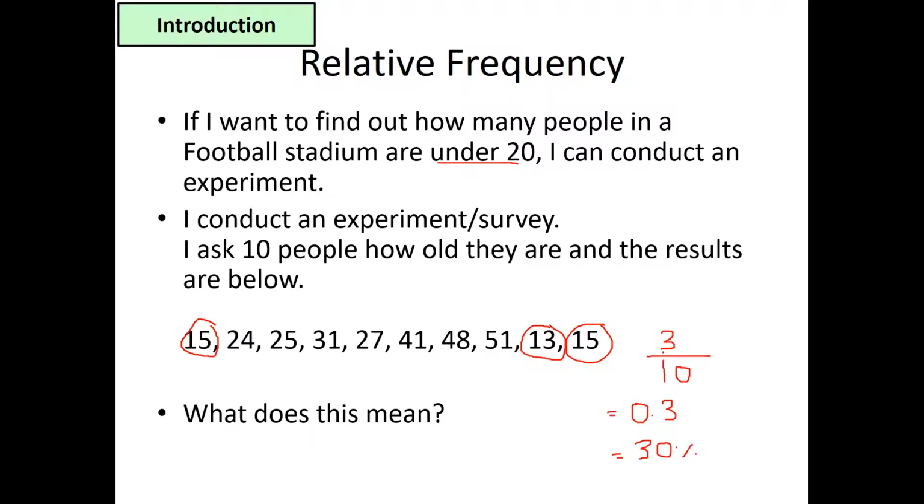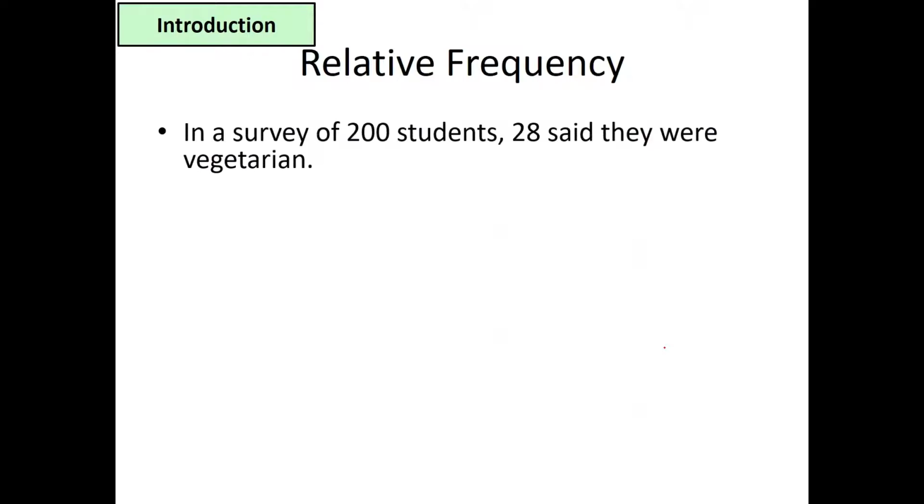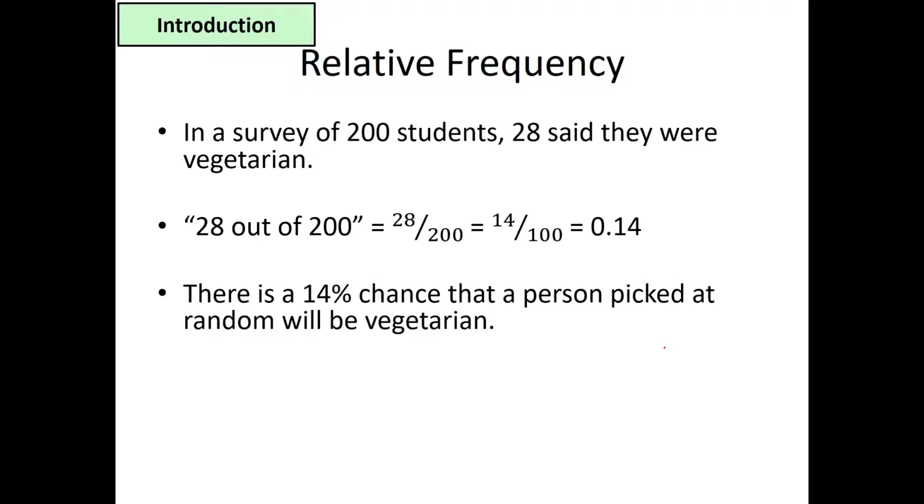Okay, next. Here is another example. This time I surveyed 200 students to find out how many of them were vegetarian. These are the results I got. 28 of them said they're vegetarians. The rest of them are not; they eat meat. So that means there's a 14% chance that if I pick somebody at random, I'll get a vegetarian person.